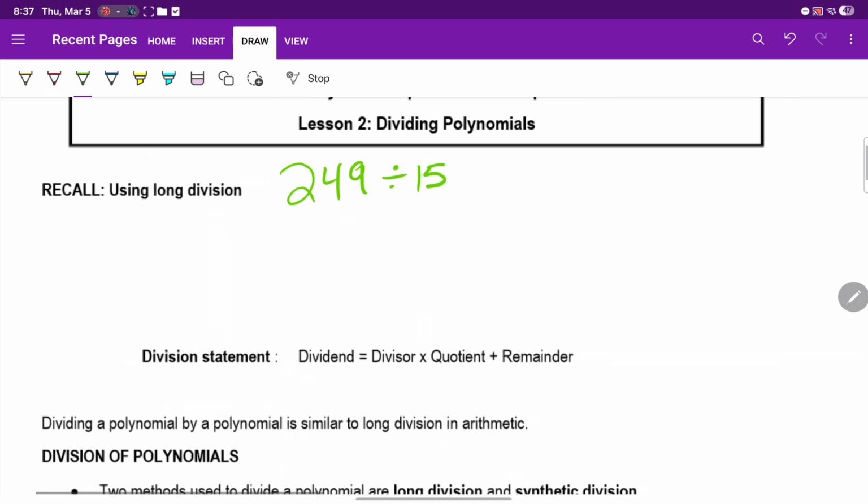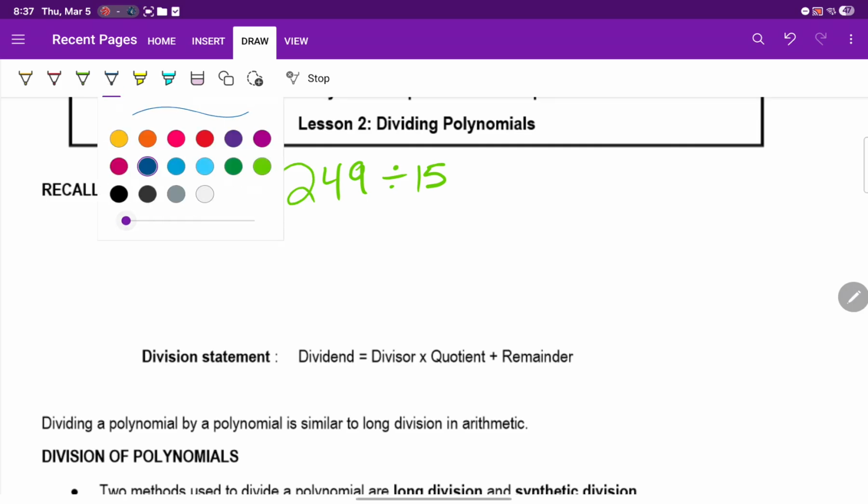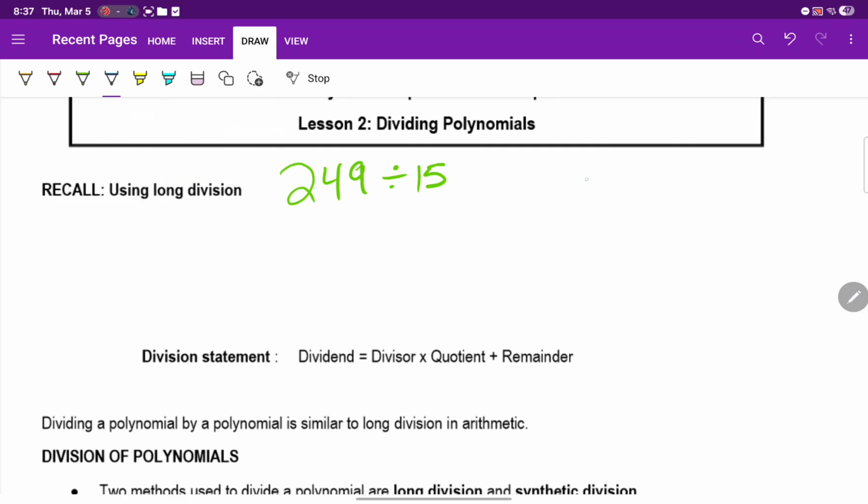Now with long division, it's maybe been a long time since you've done this. Maybe you've never done this. What we're going to do is this is the setup. Let me just make a little bit more space here. We're going to write the number 15 here, and then we're going to write a little division symbol, and underneath there, we're going to put 249.